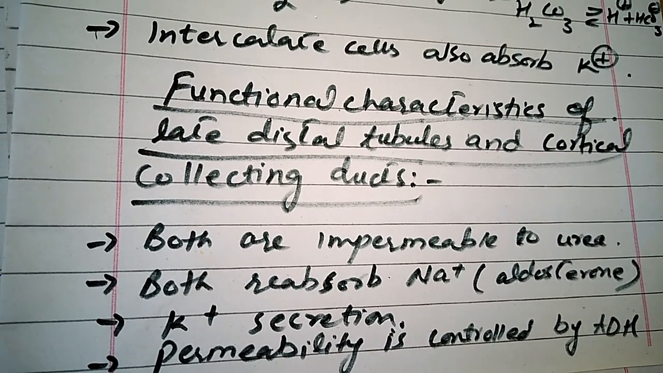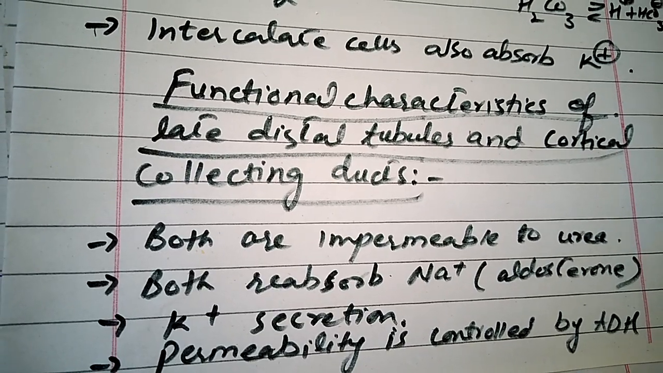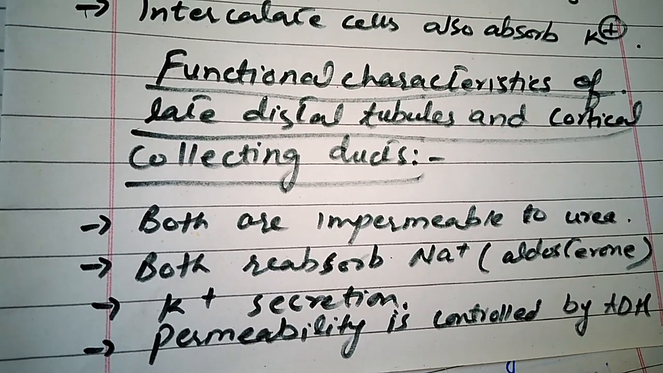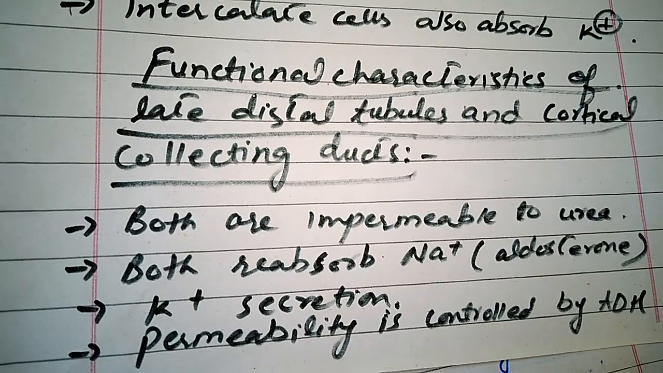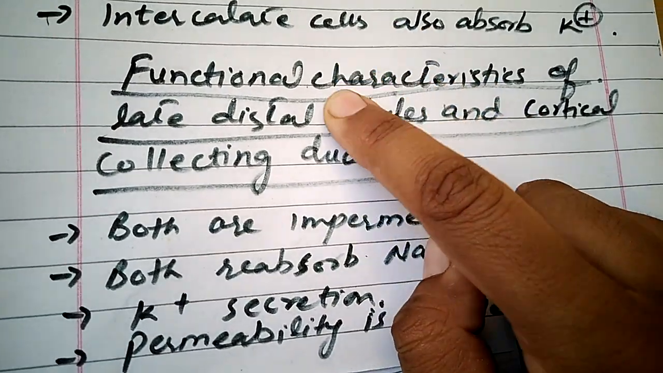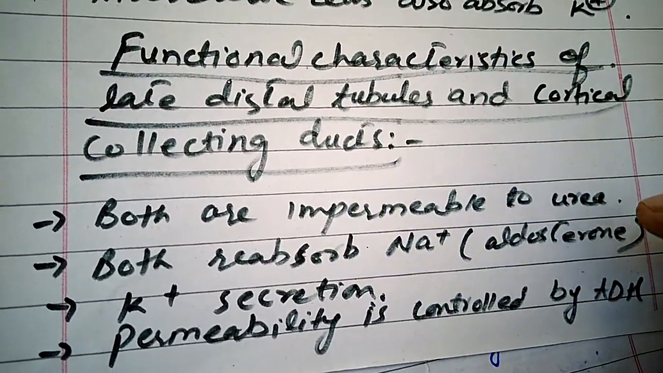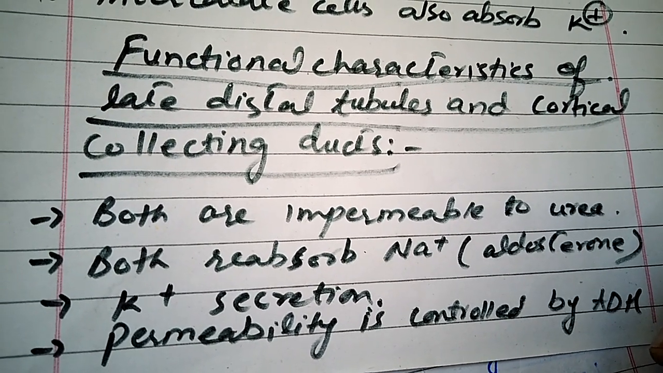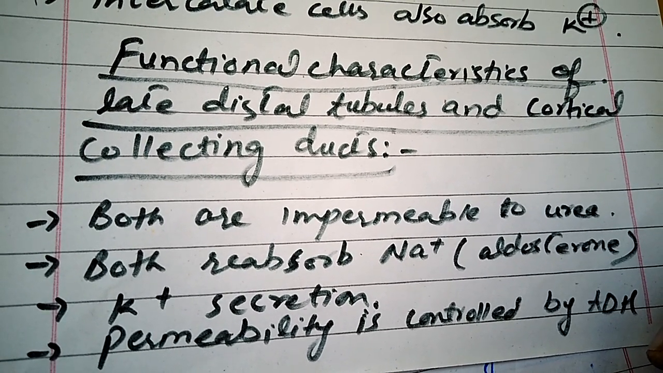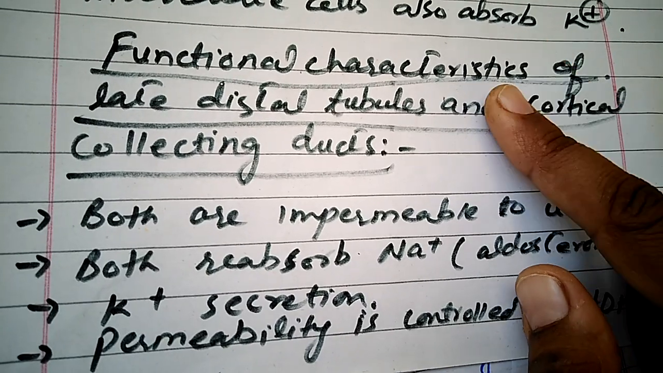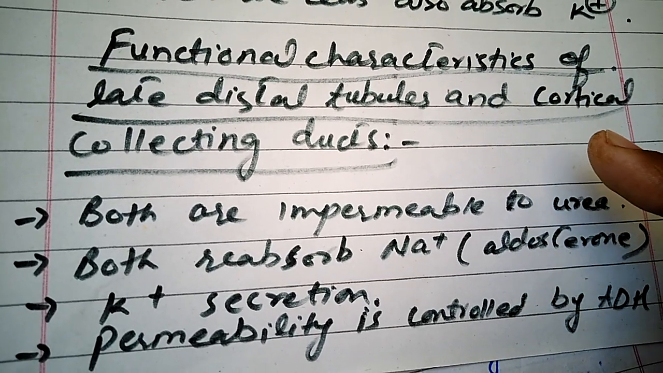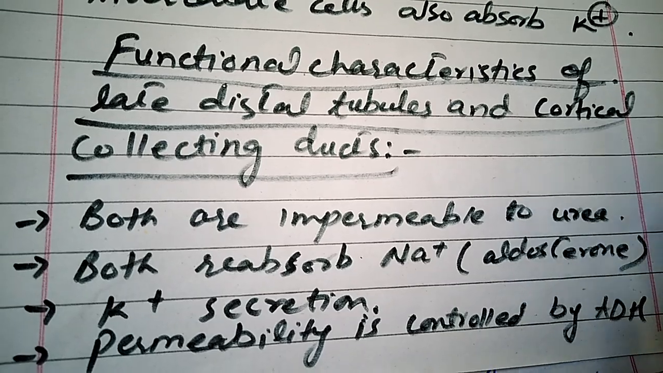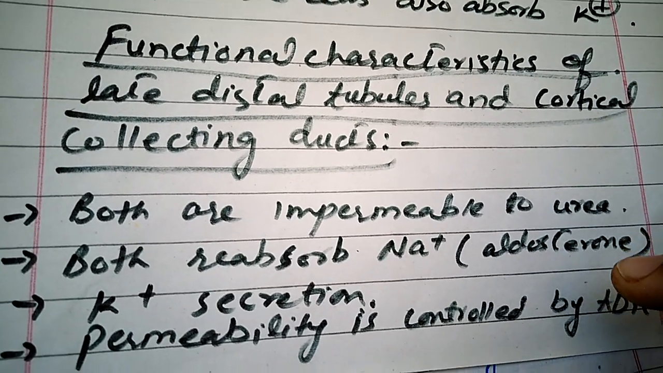When the level of water in the body is high, or plenty is available, then the permeability of these tubules increases, and excess water is removed from the body. But when water is present in less quantity in the body, then the permeability of these tubules decreases, to conserve the water in the nephron.